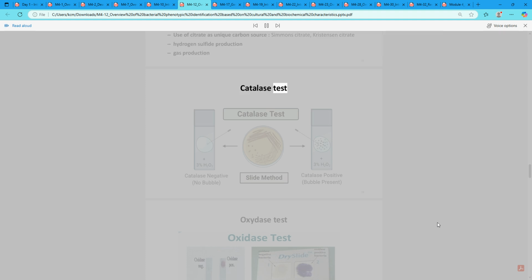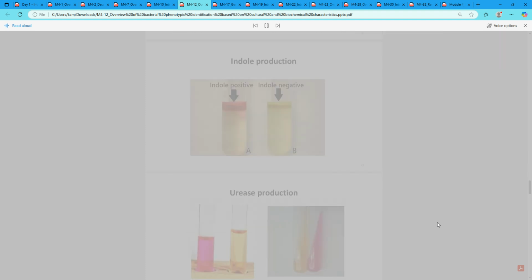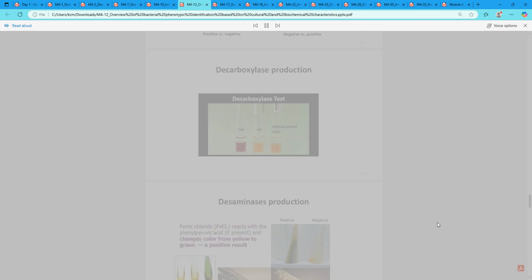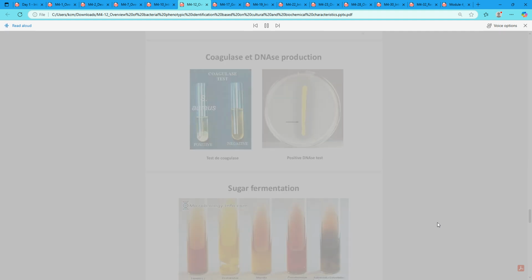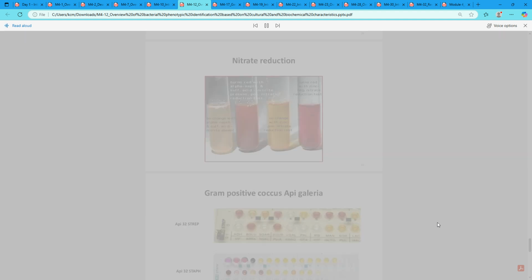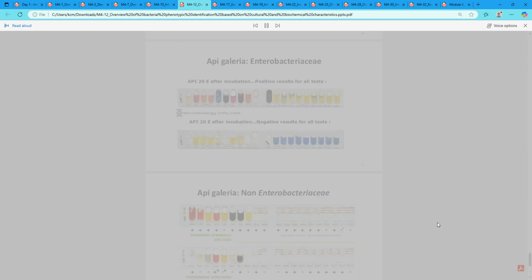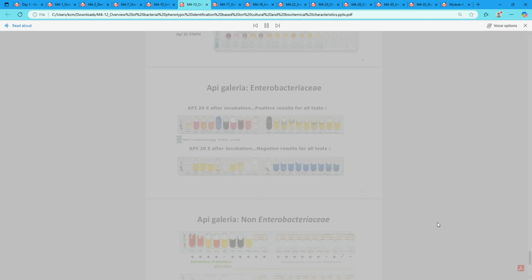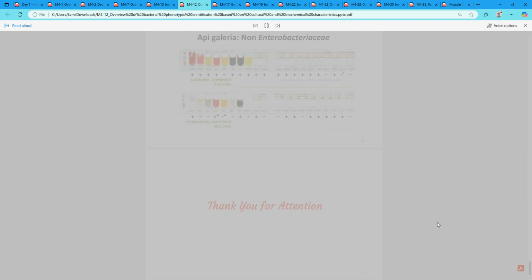18. Catalase test. 19. 20. Indole production. 21. Positive versus negative. 22. Decarboxylase production. 23. 24. S. aureus coagulase and DNase production test, coagulase positive, DNase test. 26. 27. Citrate utilization. 28. Nitrate reduction. 29. Gram-positive coccus: API Galleria. 30. API 32 Strep, API 32 Staph. API Galleria, Enterobacteriaceae. 31. 32. 33.